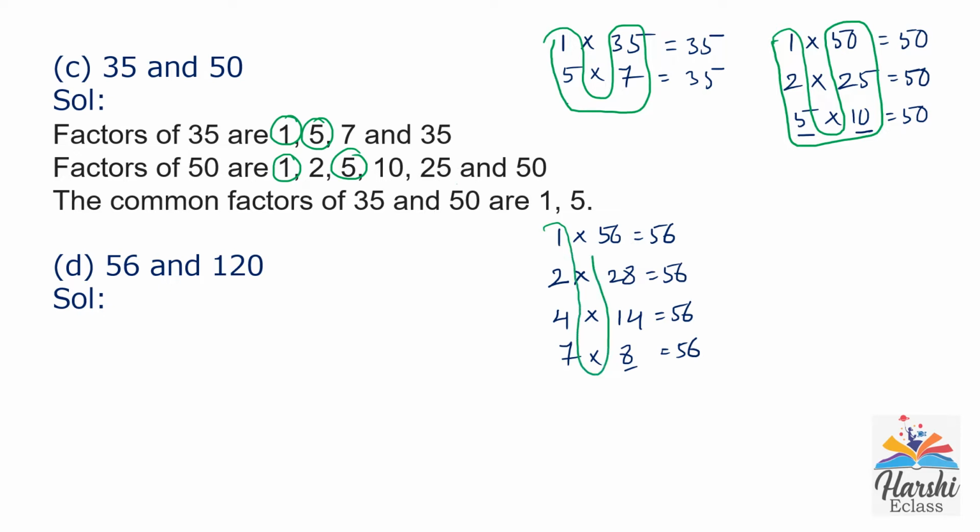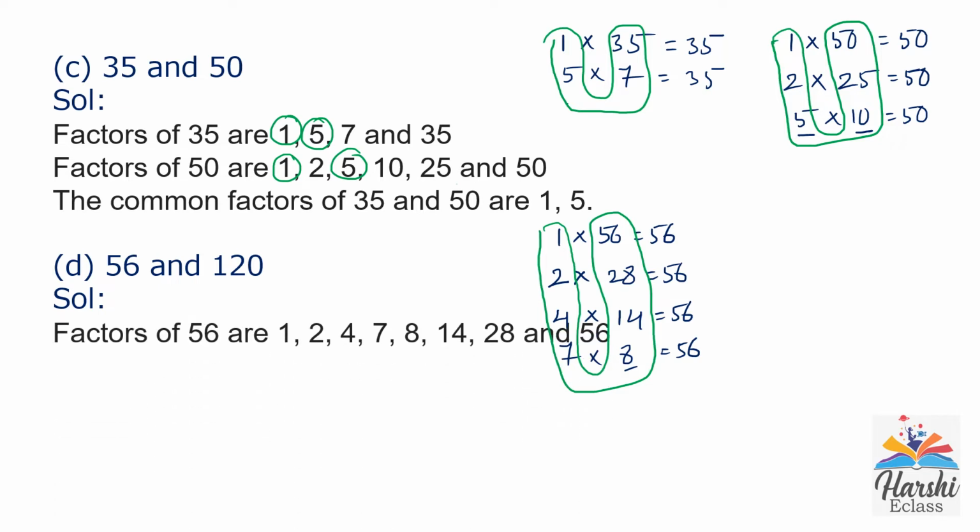Now here the factors of 56 are 1, 2, 4, 7, 8, 14, 28 and 56. These are the factors of 56. Now factors of 120.